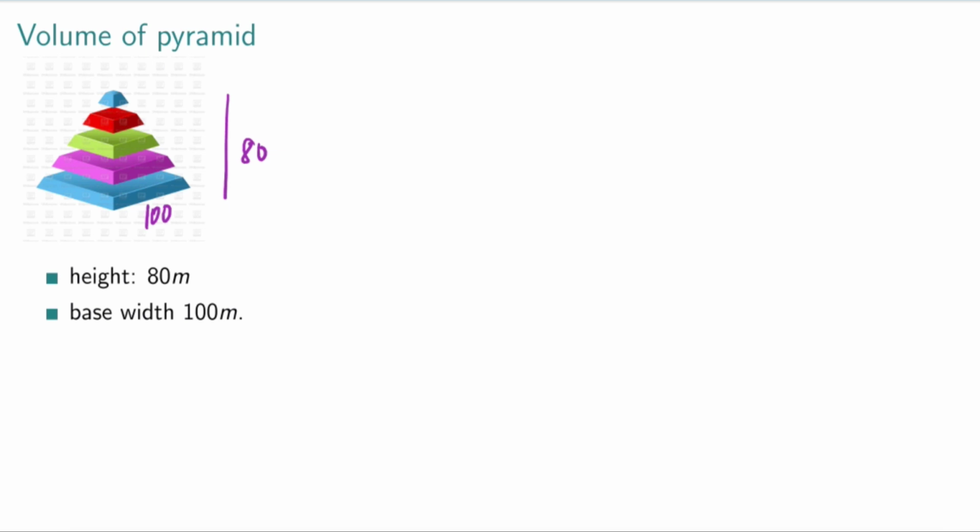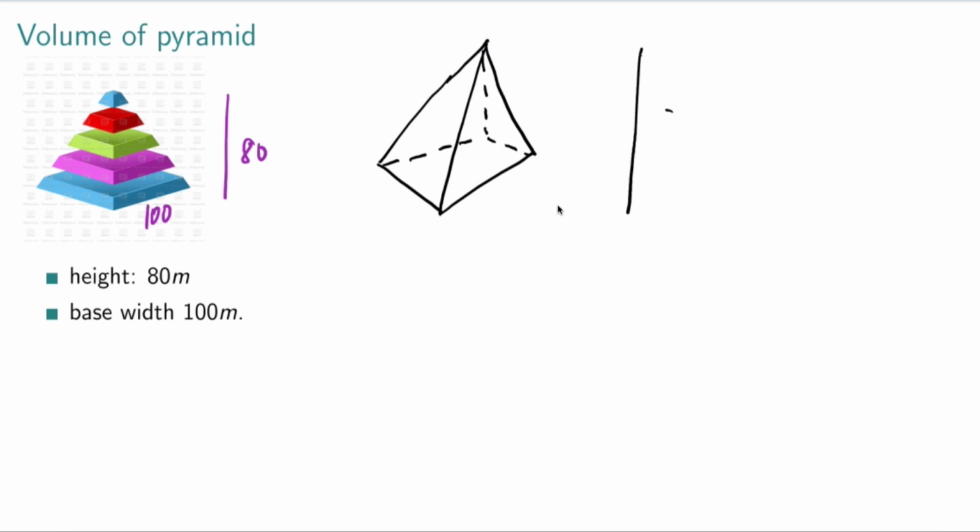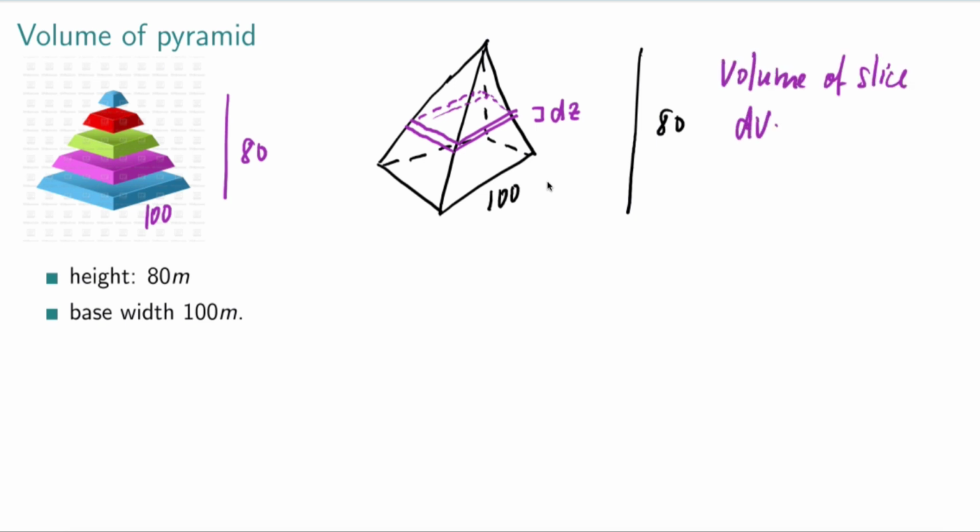Let's draw the pyramid again, and then indicate the slicing which I used. Here is the pyramid, height 80 meters, side length 100 meters, and now pick a slice of height dz. And then we know immediately that the volume of a slice, dV, equals the area of the slice times the thickness. So the area would be a square. So I call this area of the square, and the thickness is this little dz.